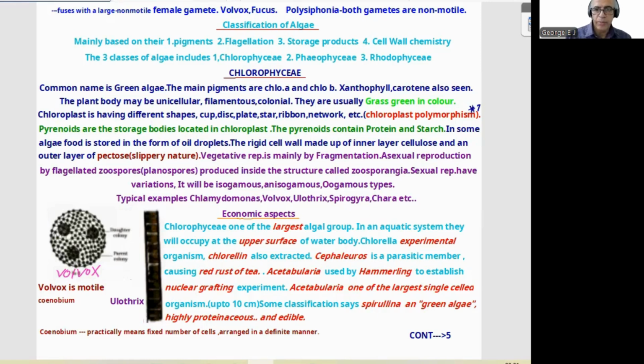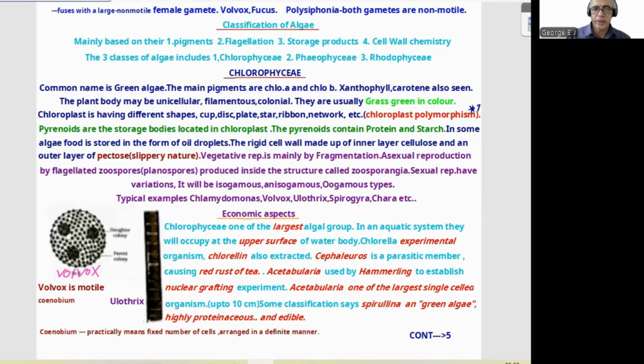Sexual reproduction shows variation. It can be isogamous, anisogamous, or oogamous type. Typical examples for Chlorophyceae are Chlamydomonas, Volvox, Ulothrix, Spirogyra, Chara, etc. There will be an odd-one-out question: 4 or 5 members from Chlorophyceae and 1 from Rhodophyceae, find the odd one, or which order or family belongs to Chlorophyceae. This way. Economic aspects I put in each group.